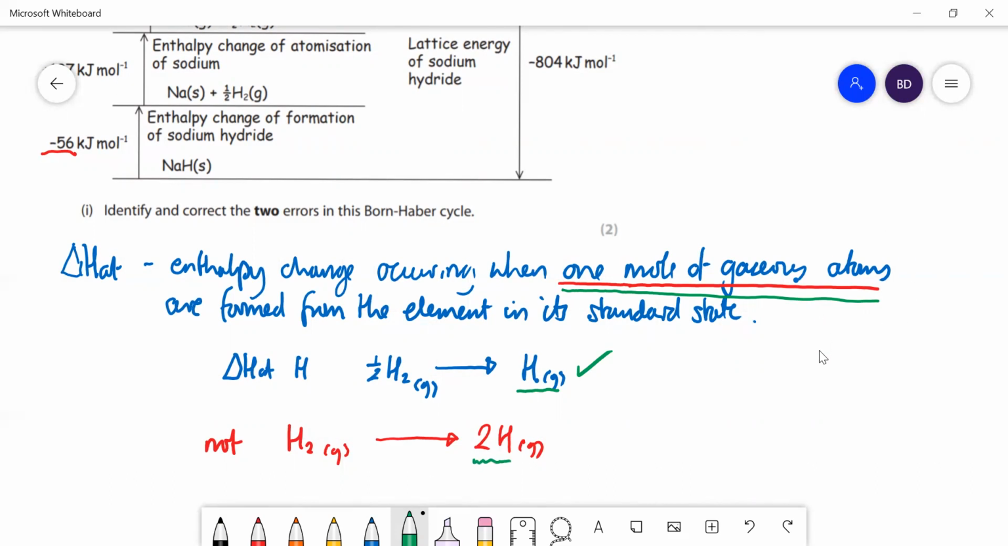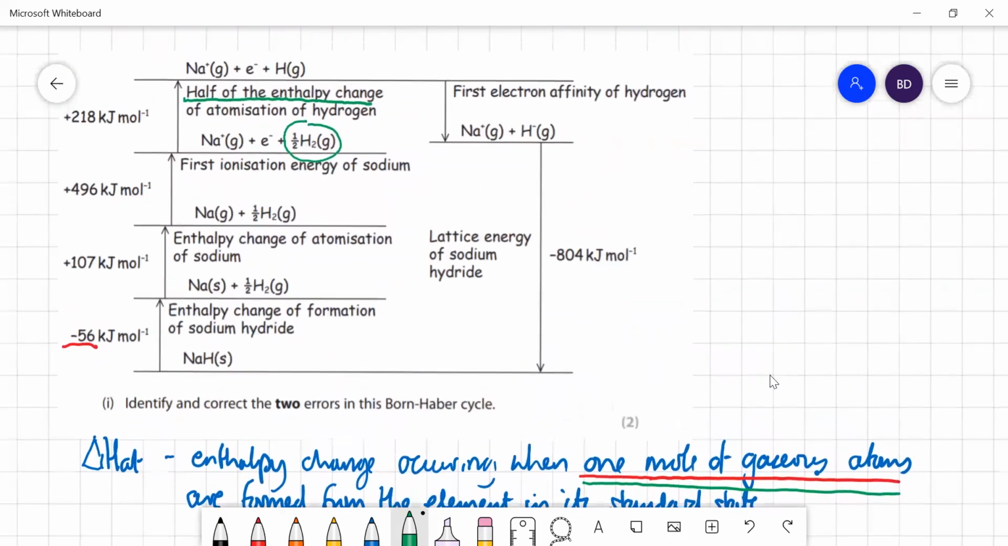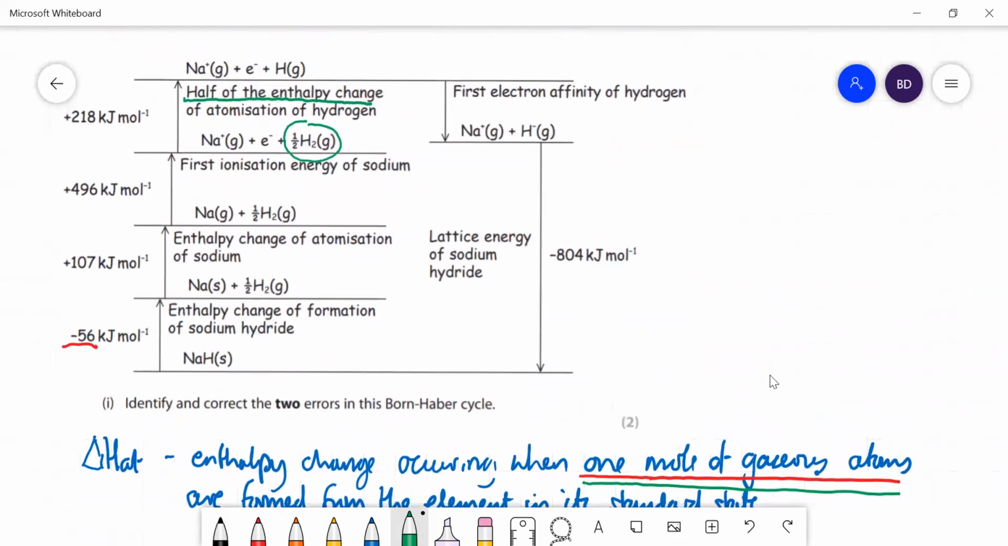So after you change that, the 218 kilojoules per mole refers to 1 mole of hydrogen atoms, not the molecules.